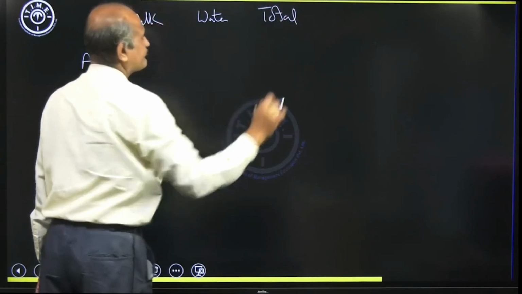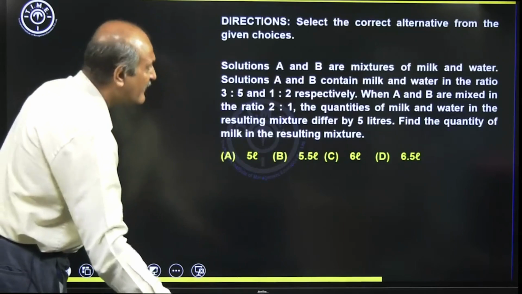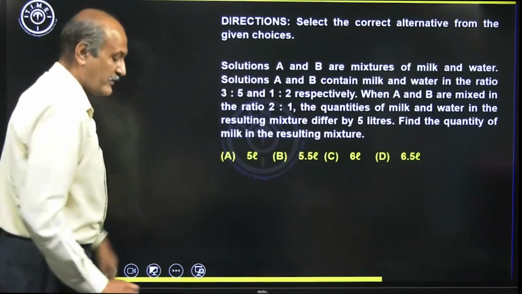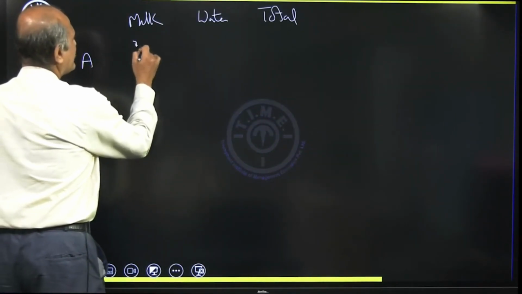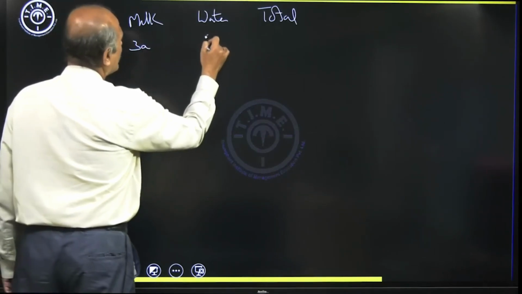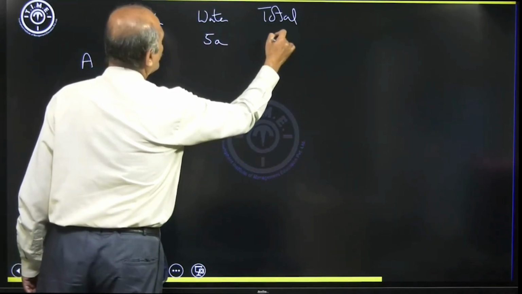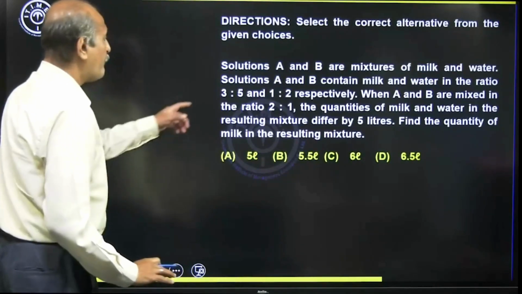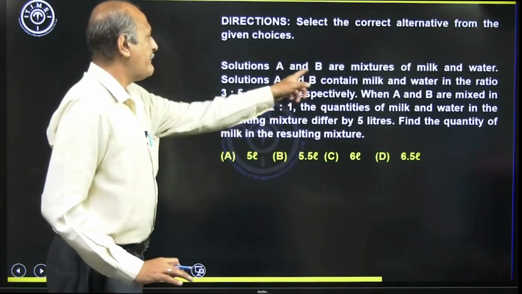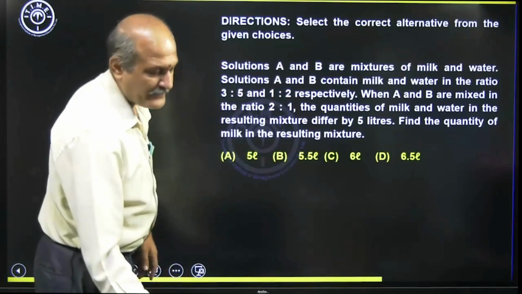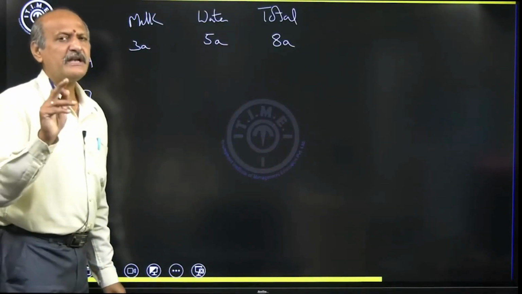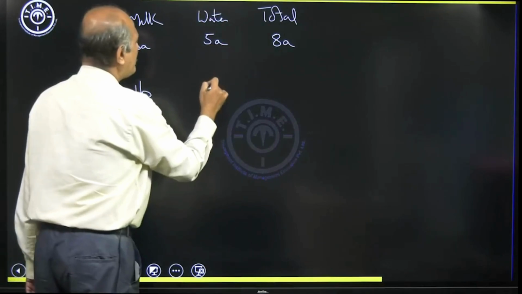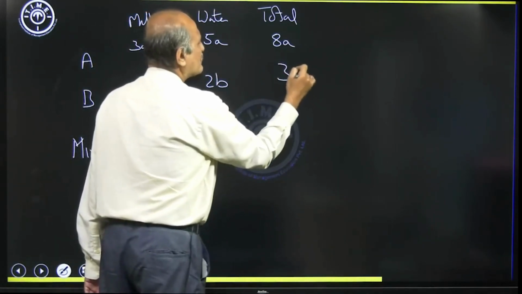Total also let us consider. Please see, it says milk and water are present in ratio 3:5 for solution A. So the milk portion, if it is 3A, water I can tell is equal to how much? It is 5A, and the total will be equal to 8A. Next one. For solution B here, it is given milk and water is in a ratio 1:2. Since it's a different ratio, let's use a different multiplier: milk in B is equal to 1B, water in B is equal to 2B, and the total is equal to 3B here.